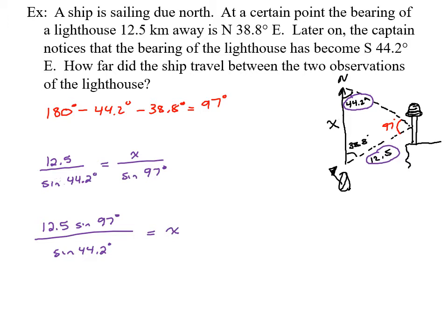So if I go to my calculator and type in 12.5 times the sine of 97 divided by the sine of 44.2, I get that the ship traveled about 17, we'll go to one decimal, 17.8 kilometers. Before the ship captain turned around and looked back and said, hey, there it is over there. So whether it's a lighthouse or a top hat on a stick, it took about 17.8 kilometers for the ship to go by. Hopefully that makes sense.